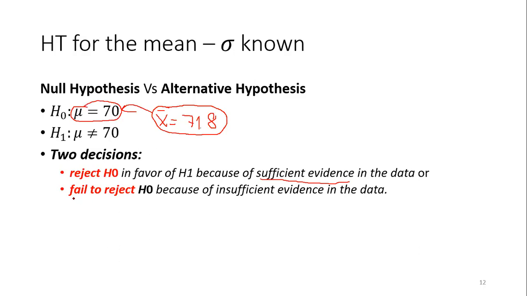Or you will fail to reject H0. You cannot reject H0 because this X bar is not very far away from 70, which means this evidence is insufficient. The data that I have here is not enough for me to reject this hypothesis, okay?